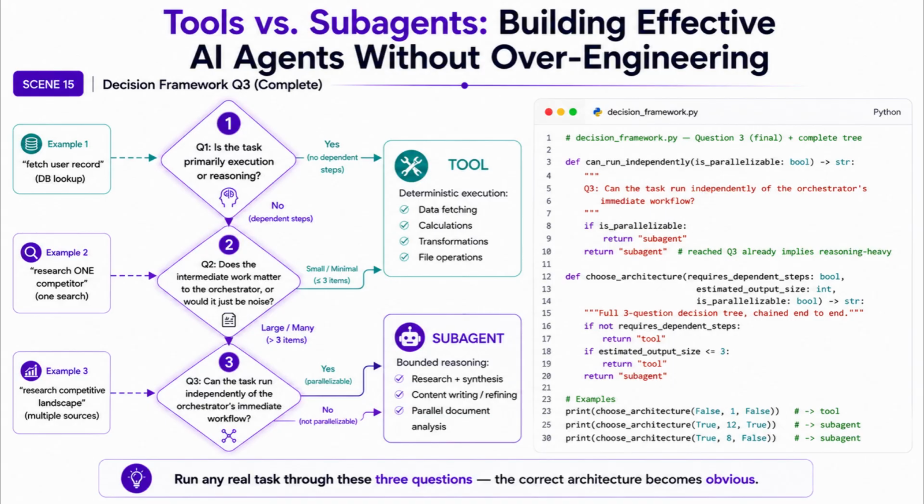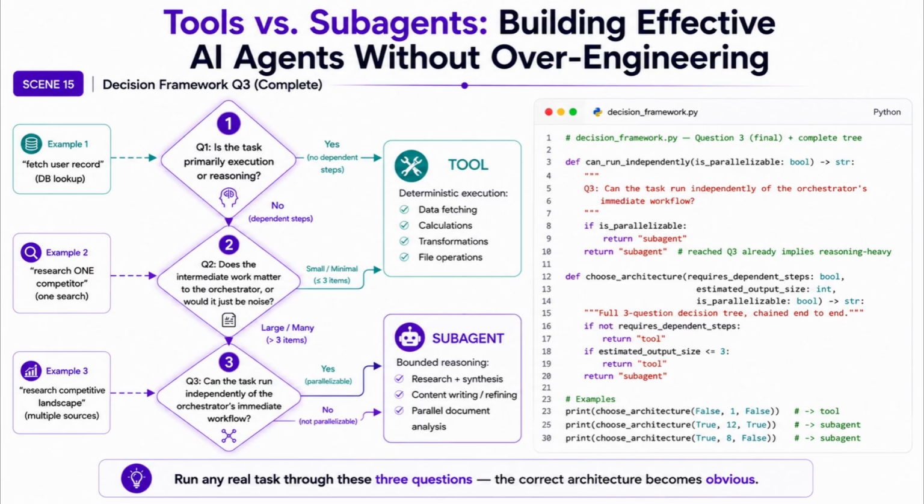Can the task run independently, separate entirely from the orchestrator's own immediate workflow? A tool executes as part of the orchestrator's workflow directly and returns a result before that workflow continues forward to its next step. A subagent, by contrast, is often the better fit precisely when work can be delegated, run independently, or executed in genuine parallel alongside other tasks. Especially useful when processing multiple documents, researching multiple topics simultaneously, or coordinating several specialized workflows at once.